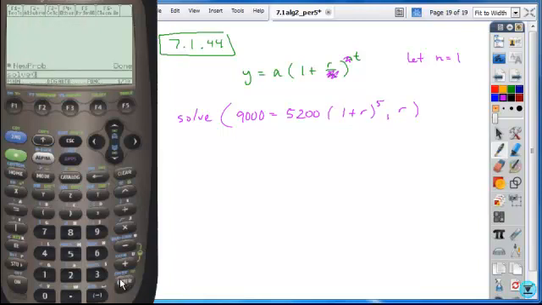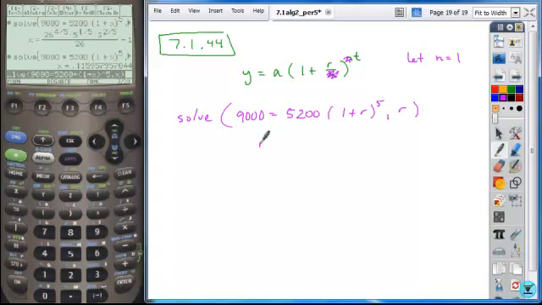So if I calculate this through, I get 9,000 is equal to 5,200 times the quantity 1 plus x, to the power of 5, comma x, which tells the calculator that's what I'm solving for. Okay? So when I hit enter, I should get my solution. Let's put it in decimal form. Okay, so I get my rate to be about 11.596, which in terms of percent is 11.6%, if I round it to the nearest tenth. Okay, so there's my answer to part A.